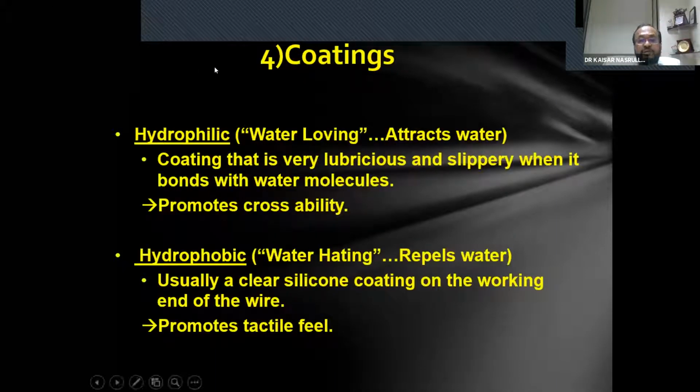Next is coating. This coating is done over this cover, and this coating is very important. One is hydrophilic, one is hydrophobic. Hydrophilic means water loving, it is slippery. It goes very smoothly through curved vessels or very narrow channels. And hydrophobic means water repelling or water hating. Usually it has a silicone coating. It does not go smoothly, but it gives very good tactile feeling. You can know where your tip is, especially in certain situations.